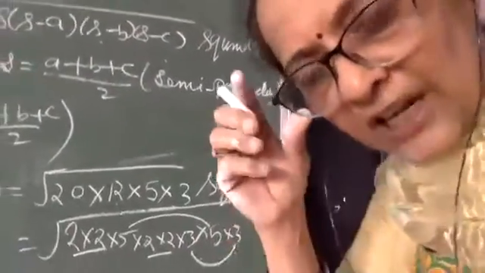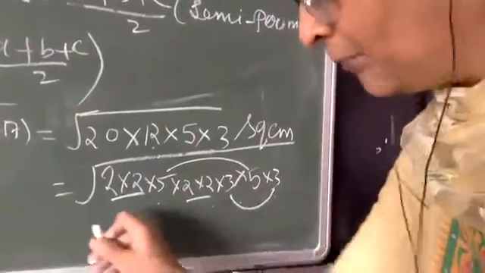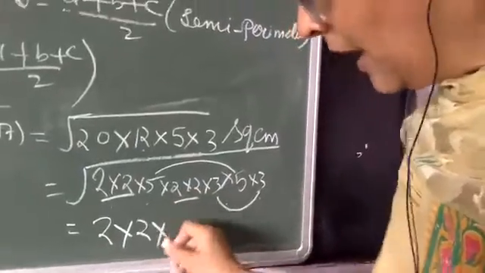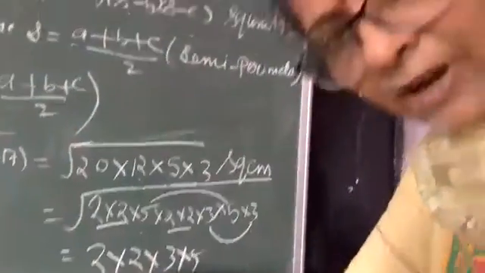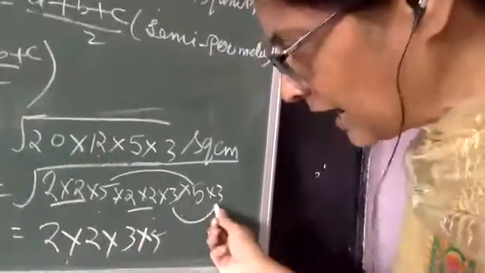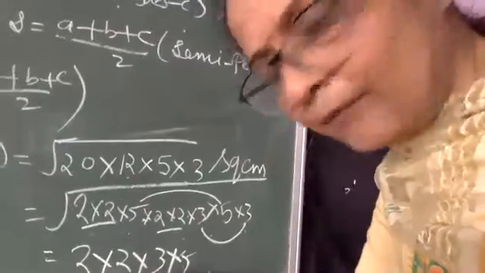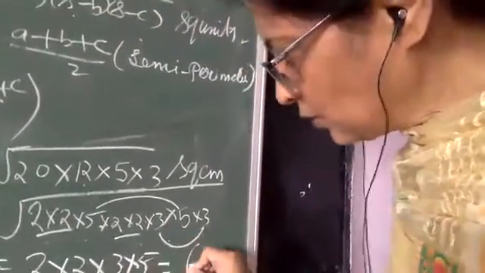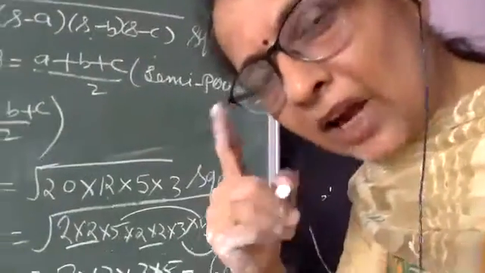So the factors which are there two times, we will write outside the root sign for one time. So we will write here 2 into this 2 into 3 into 5. Why? Because this pair of 2 will be written one time, this 5 again one time, this 3 again one time, and this 2 again one time. Now multiply. 2 twos are 4. 4 threes are 12. 12 fives are 60. So here we have got 60 square centimeter as the area of the triangle.